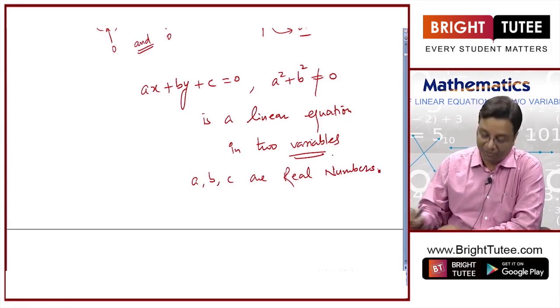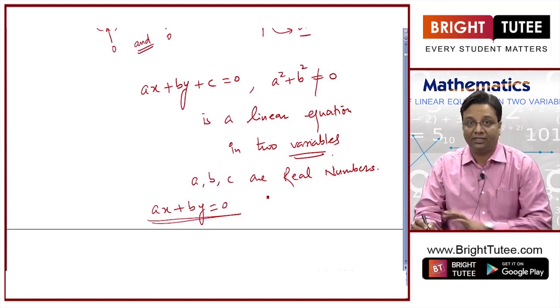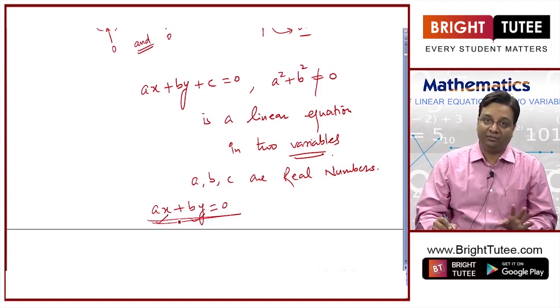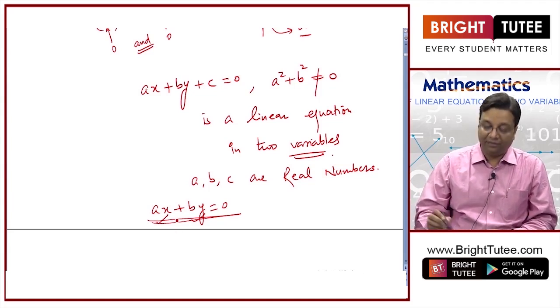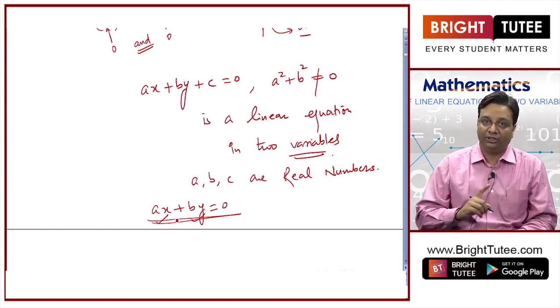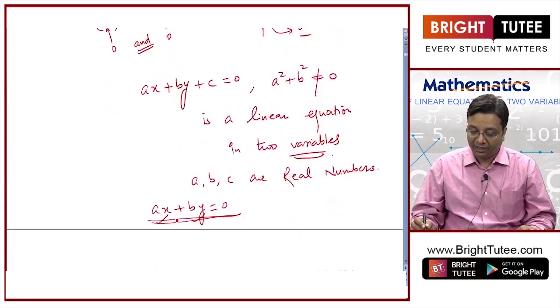Yes, c can be 0. Even if c is 0, you will still have ax plus by equal to 0. It is still a linear equation. It is still a two variable equation. So, c can be 0. Even then, it will be a linear equation in two variables, but a and b cannot be 0. Okay. So, this is the first point here.